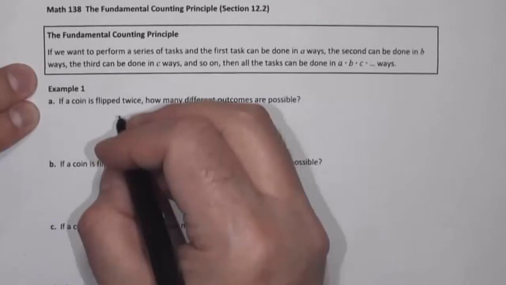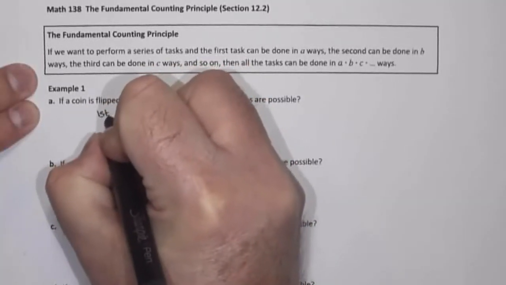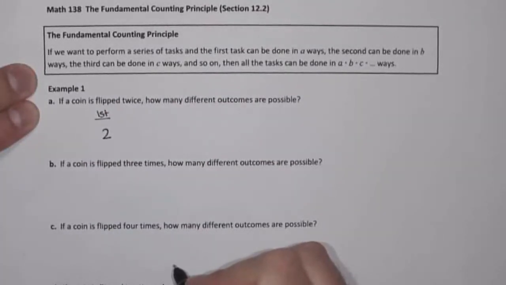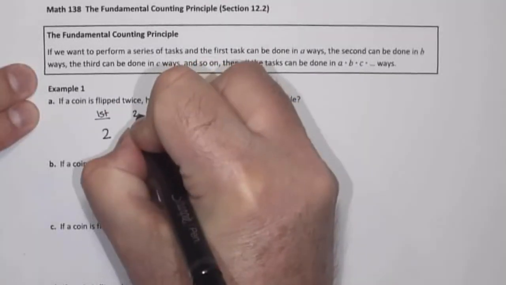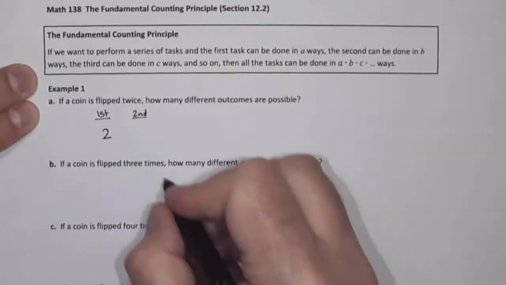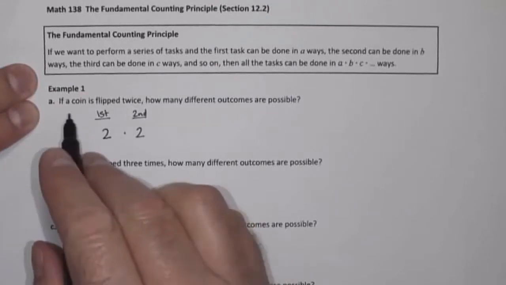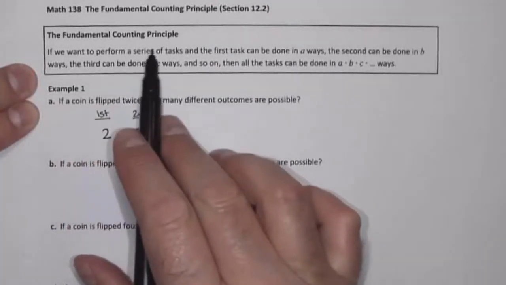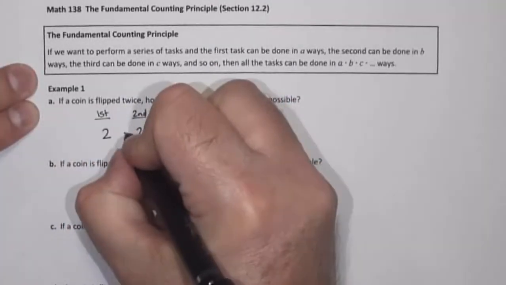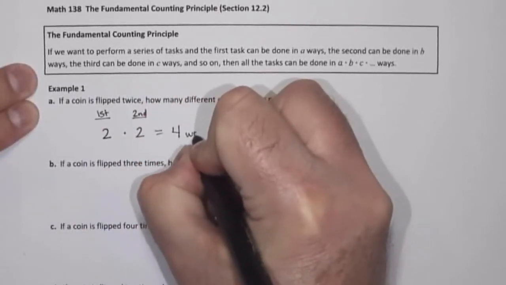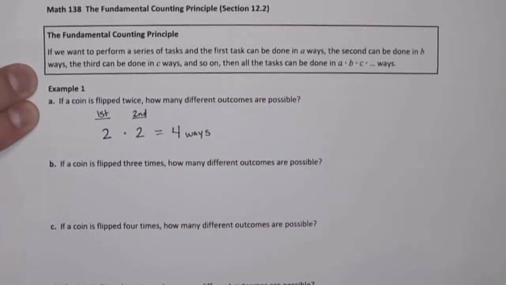Think about the first flip. So if you think about the first flip, there are two possible outcomes. It could land on heads or it could land on tails. And if you think about the second flip, there are two possible outcomes. Again, it could land on heads or it could land on tails. So if I'm flipping the coin twice, based on this fundamental counting principle, there will be 2 times 2, which equals 4 different ways that the results can occur. So in other words, there's 4 different outcomes that are possible.